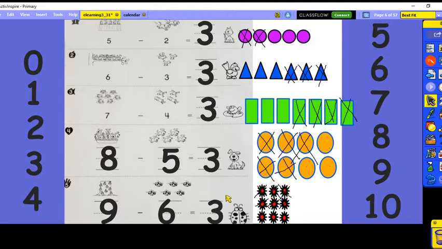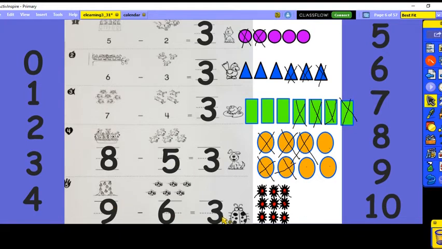Okay, let's go back up and we'll read all of our equations together. 5 minus 2 equals 3. 6 minus 3 equals 3. 7 minus 4 equals 3. 8 minus 5 equals 3. 9 minus 6 equals 3.